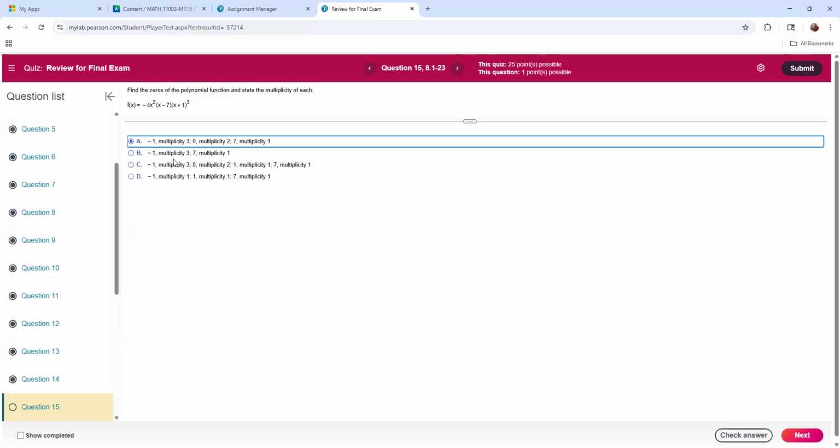Because B, they said 7 had a multiplicity of 1, but they didn't get the 0 here, okay? And then C started out good. It even started out good with the 0 multiplicity 2. And then somewhere they got us 1. Well, we didn't have a 1 at all for the zeros. And that one had 1, 2, 3. That one had too many zeros. And then D was wrong. So the only one that could be right would be A on that one, okay?